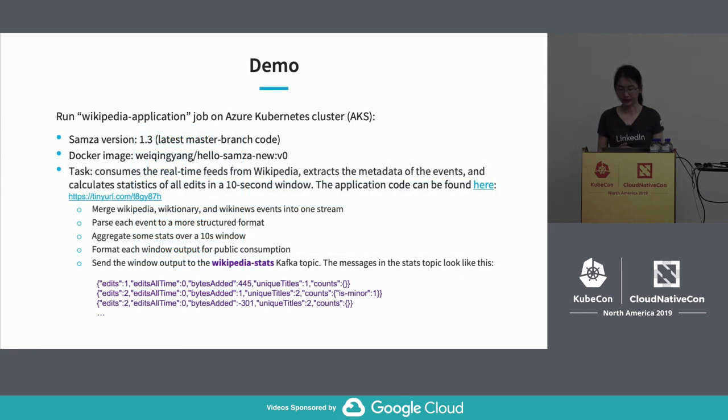Next, we'll do a demo of how to run a Samza job on an AKS cluster. In the cluster, besides Kubernetes, we also deploy Kafka. The job will write the result into Kafka. What the job is doing is reading real-time feeds from Wikipedia, extracting the metadata of the events, and calculating the count every 10 seconds for all edits that were made during that window. It outputs the counts into a Kafka topic called Wikipedia stats topic. Let's look at the demo.